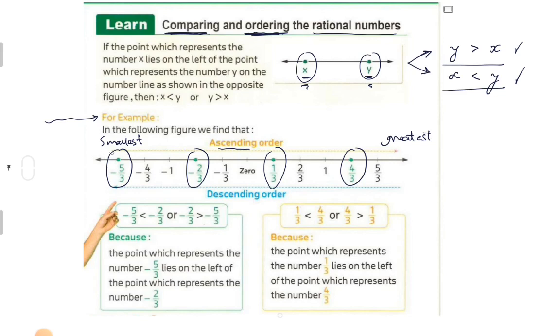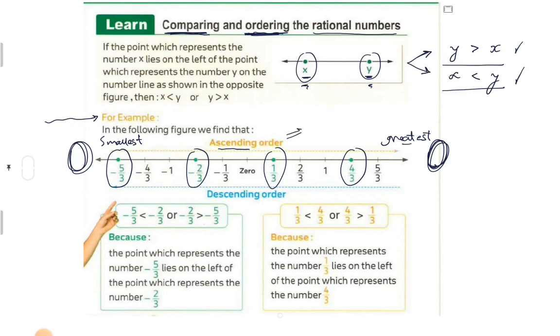Note that I write the smallest at the end of the number line from the left side, and I write the greatest at the end of the number line from the right. That means any number to the left of 0 is smaller than any number to the right of 0. So I can find out that -5/3 is the smallest number, then -2/3, then 1/3, then 4/3.